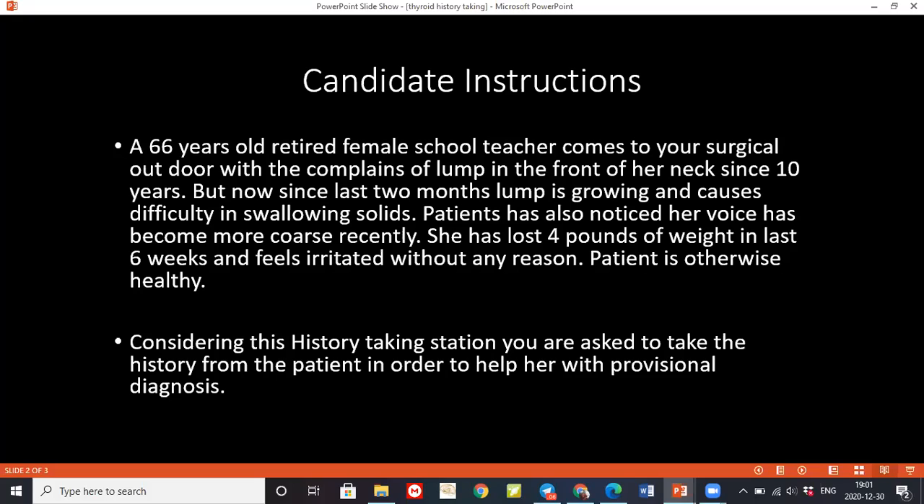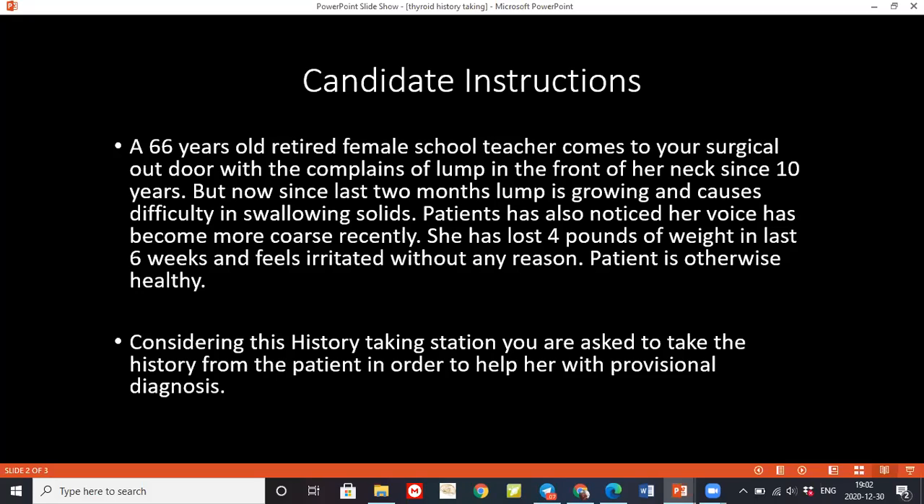There is no significant past medical history. The family history is negative for any malignancies or any other thyroid conditions as well. So the patient's main concern is that she might be suffering from some cancer. How would you confirm your diagnosis? What investigations would you ask for?